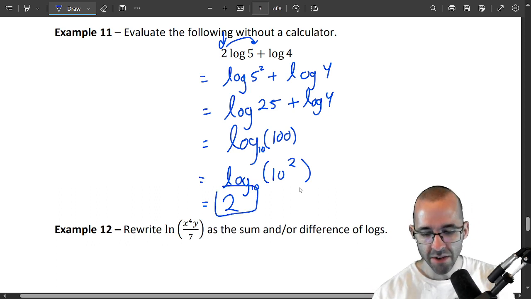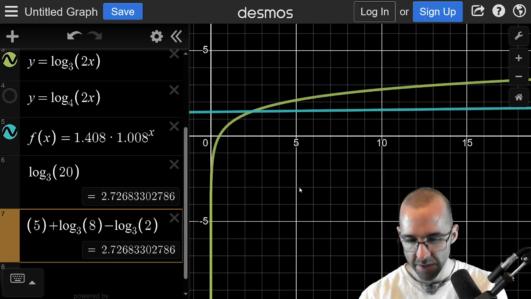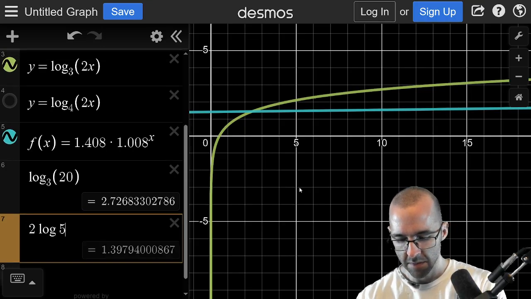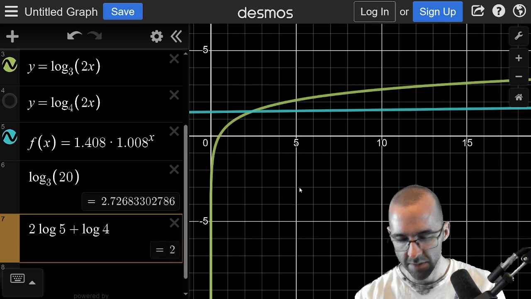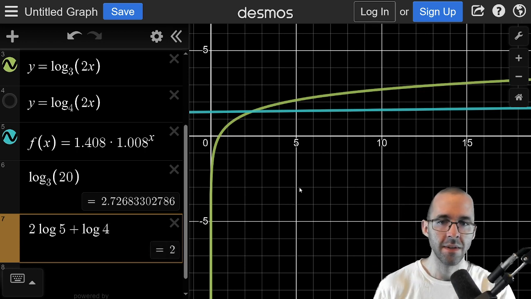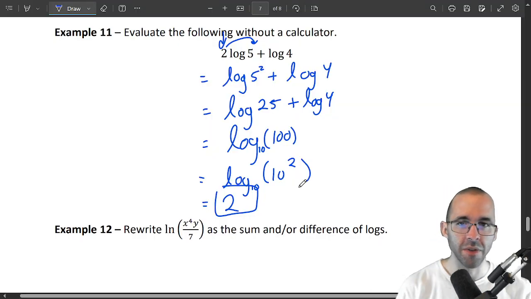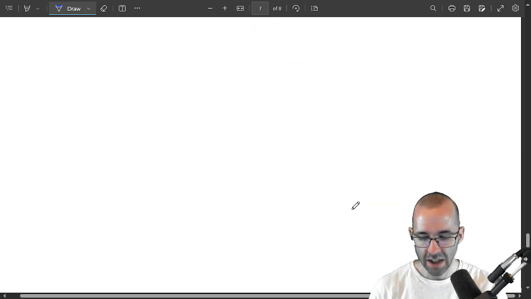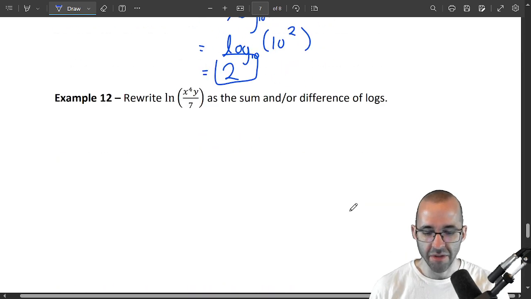And again, if you typed it in, 2 log 5 plus log of 4. Look, that's 2. Beautiful. Do one more problem and then go on to the final section.